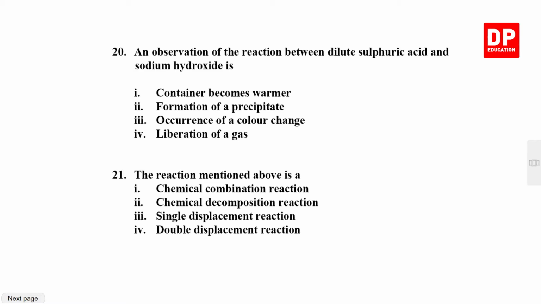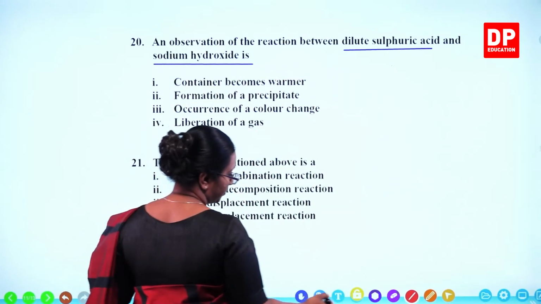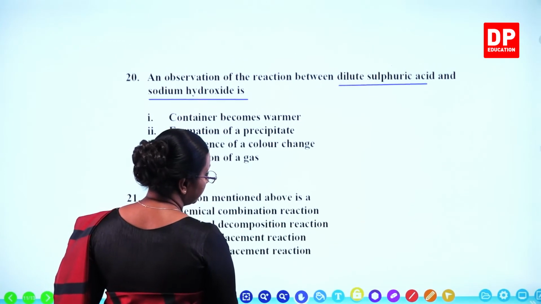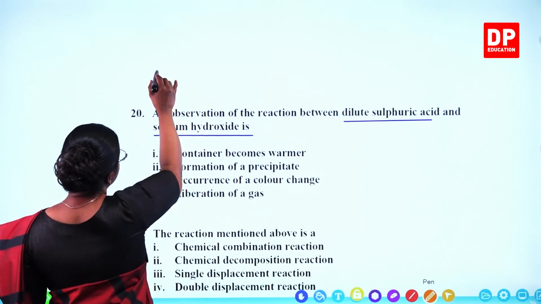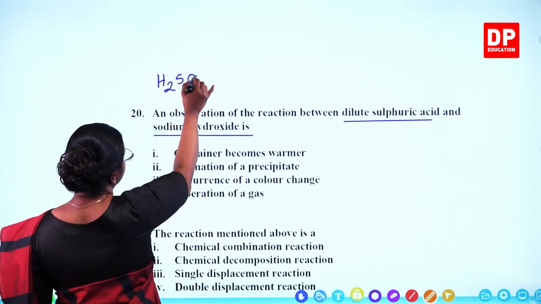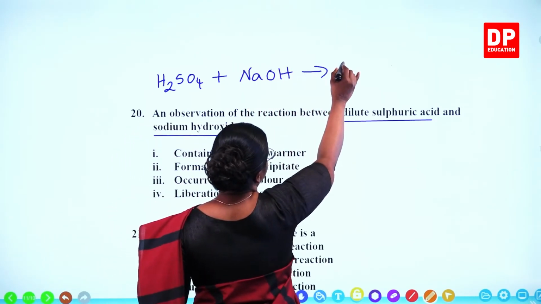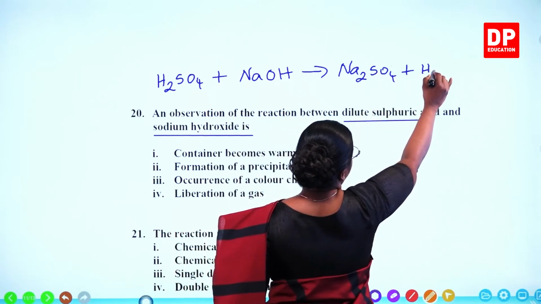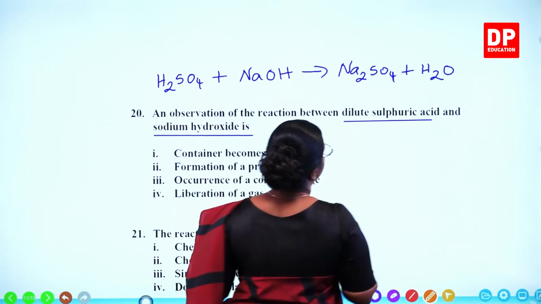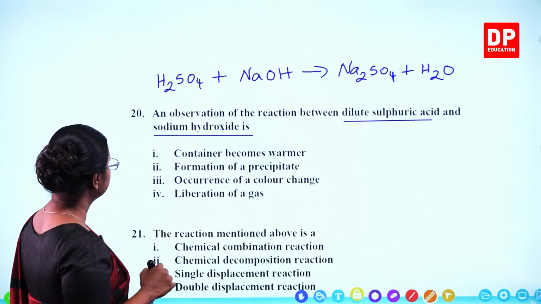20. An observation of the reaction between dilute sulphuric acid and sodium hydroxide. So, here dilute sulphuric acid and sodium hydroxide. If we write the reaction, sulphuric acid H2SO4, sodium hydroxide NaOH, what are the products? We will get Na2SO4 and water. It is a double displacement reaction. You can see that.